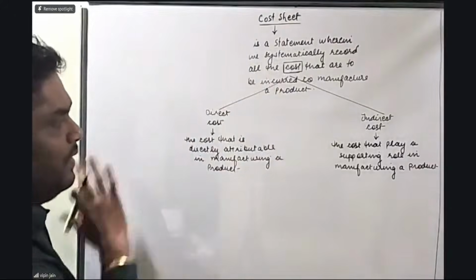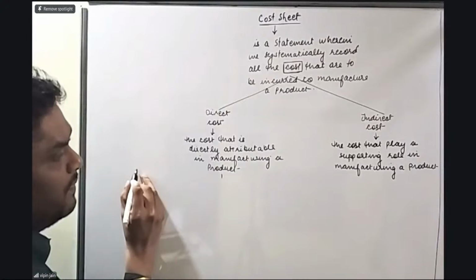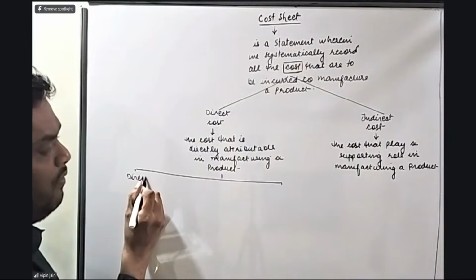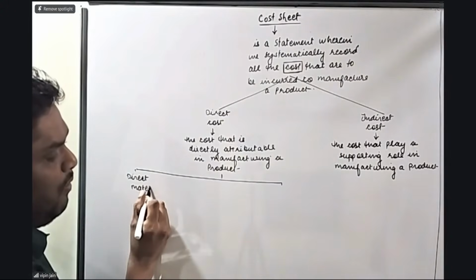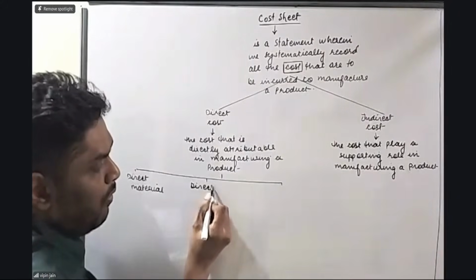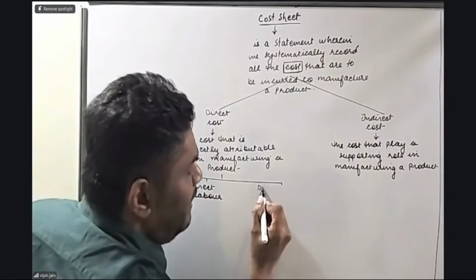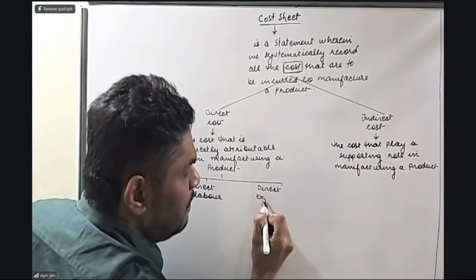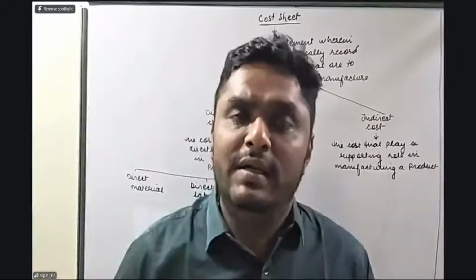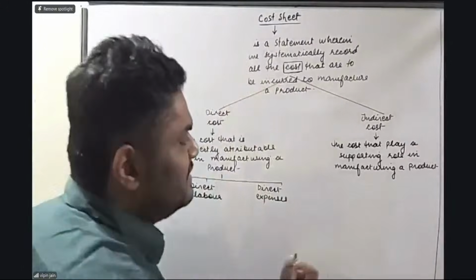Now, when talking about what all is covered in direct cost, it covers direct material, direct labor, and direct expenses. When talking about indirect cost, it covers indirect material, indirect labor, and indirect expenses.